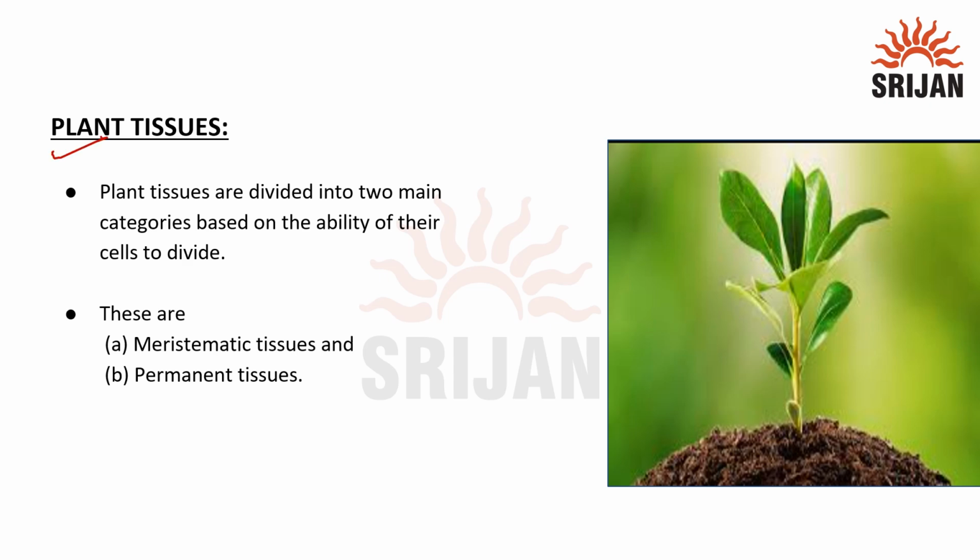Plant tissues, as the name suggests, are the tissues found in plants, and these plant tissues are divided into two main categories based on their ability to divide. So, depending on whether the cells are able to divide or not, we classify plant tissue into two types. The first one is meristematic tissue. The next one is permanent tissue. This means that meristematic tissues are those which can divide, whereas permanent tissues are non-dividing.